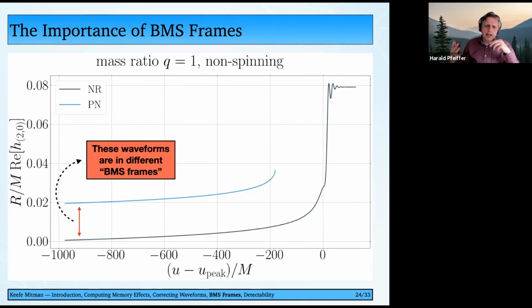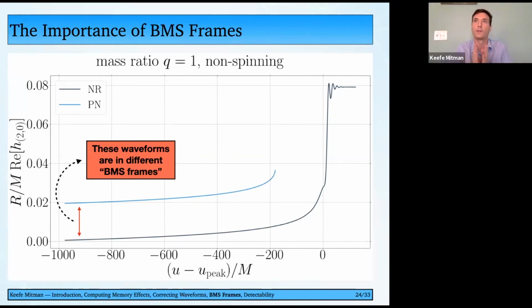LIGO is only measuring the waveform at one point on Scri Plus. We're not seeing the full sphere. We're not seeing the full BMS group there. Isn't, as far as LIGO is concerned, just the time shift of the LIGO detectors the one thing that is actually observable here?